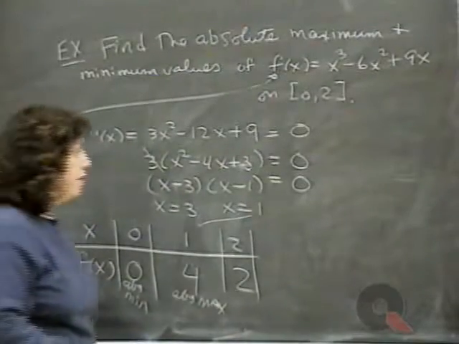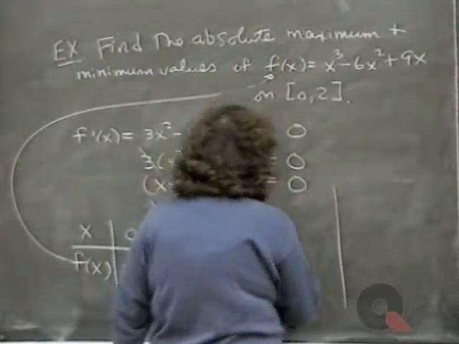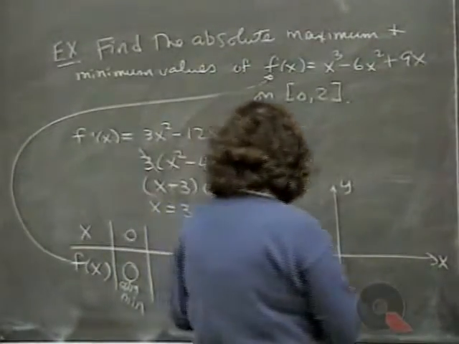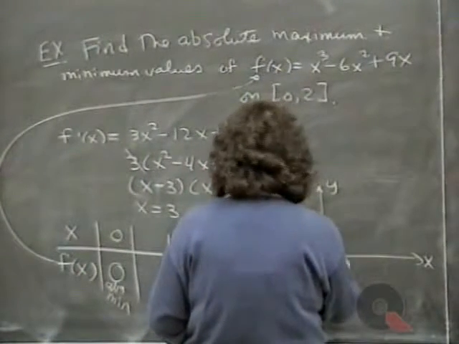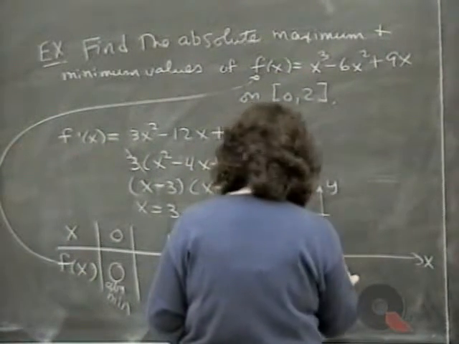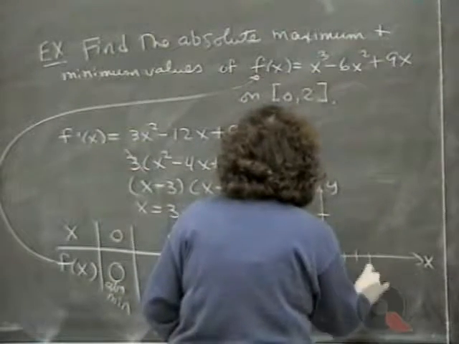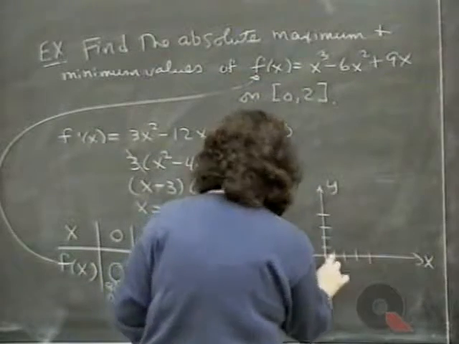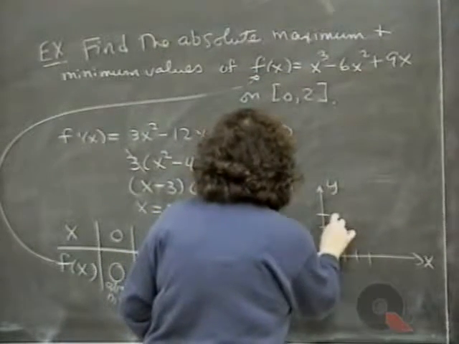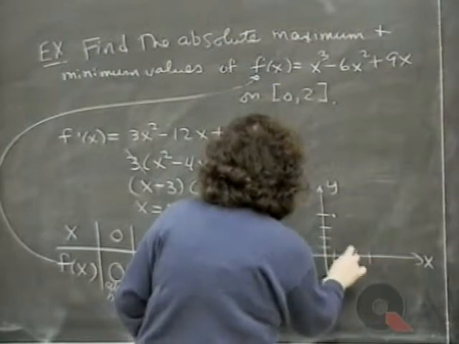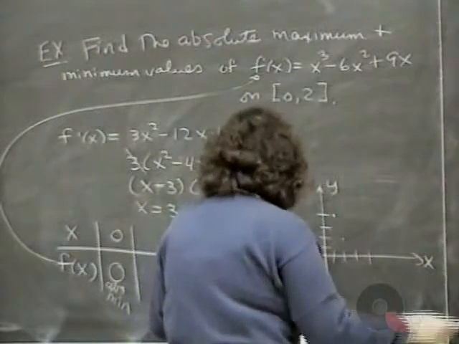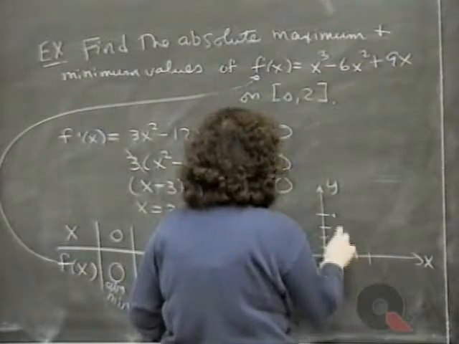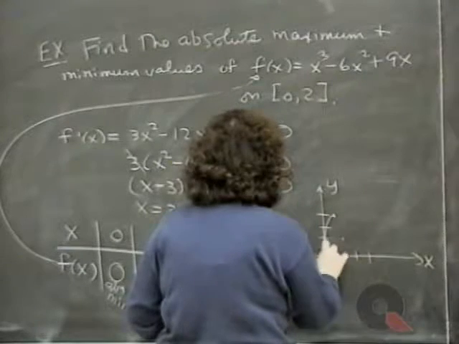If we were to actually graph this function, once again using your graphing calculator, it looks something like this. We have the point 0, 0 on it, 1, 4, 2, 2. And what is not obvious from the work that we've done is that there's another turning point at 3, 0. The function looks something like this.